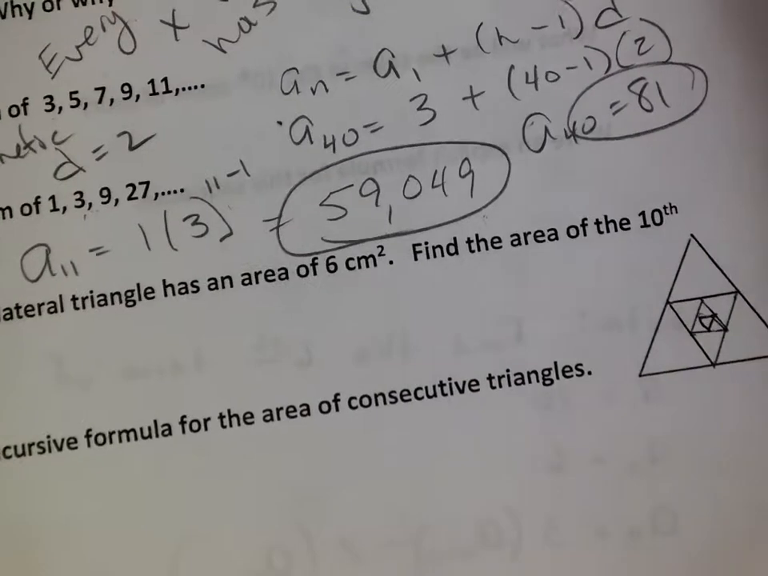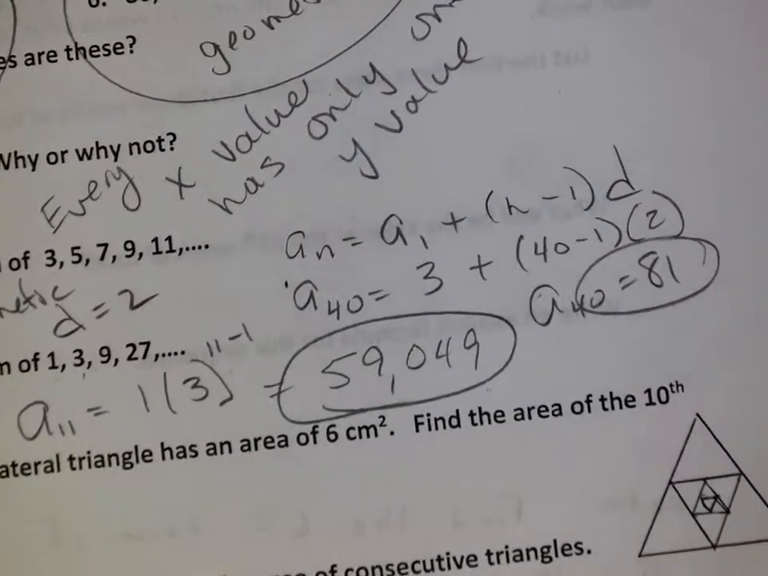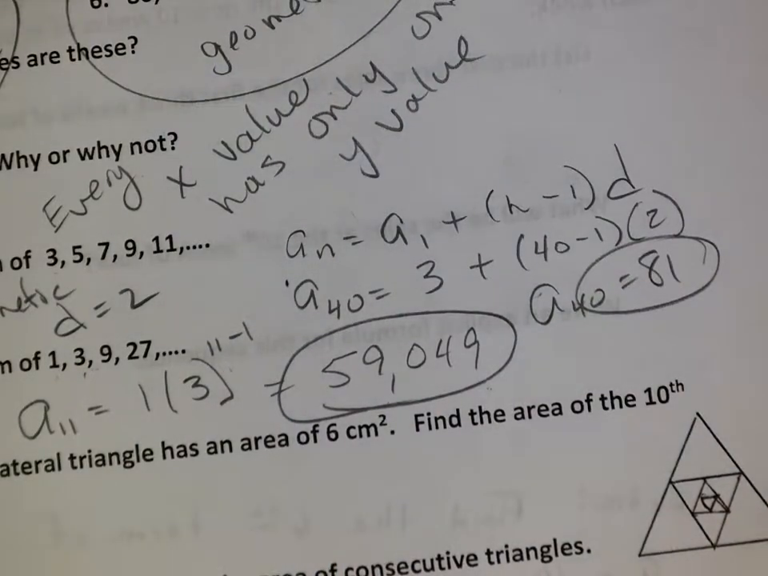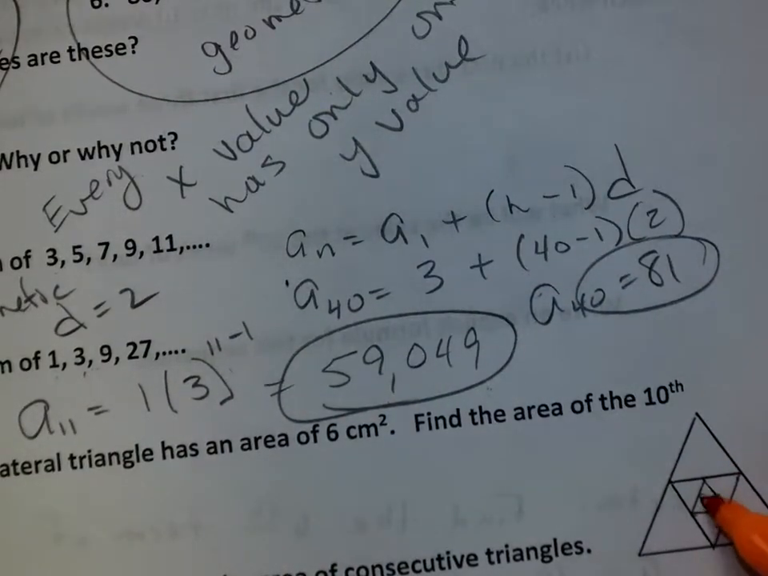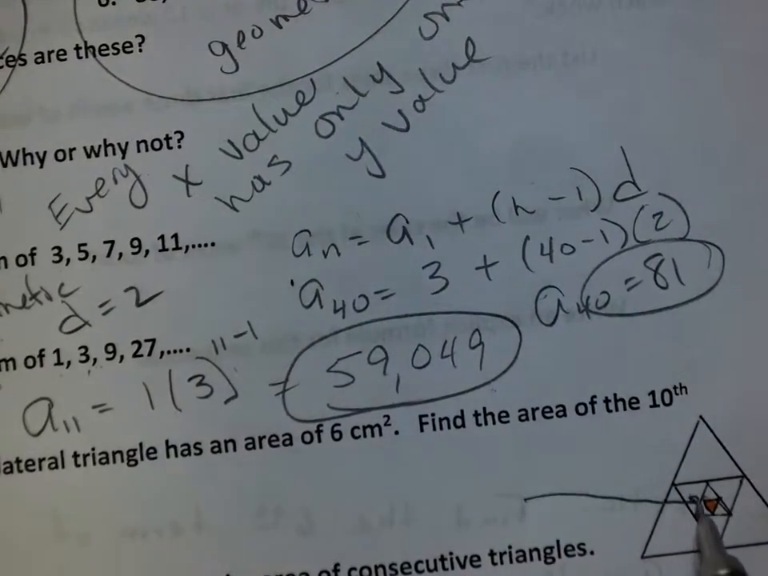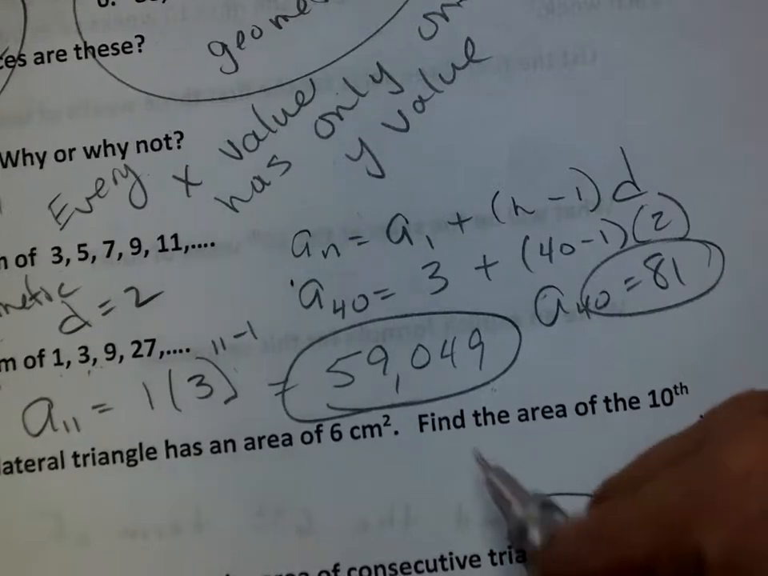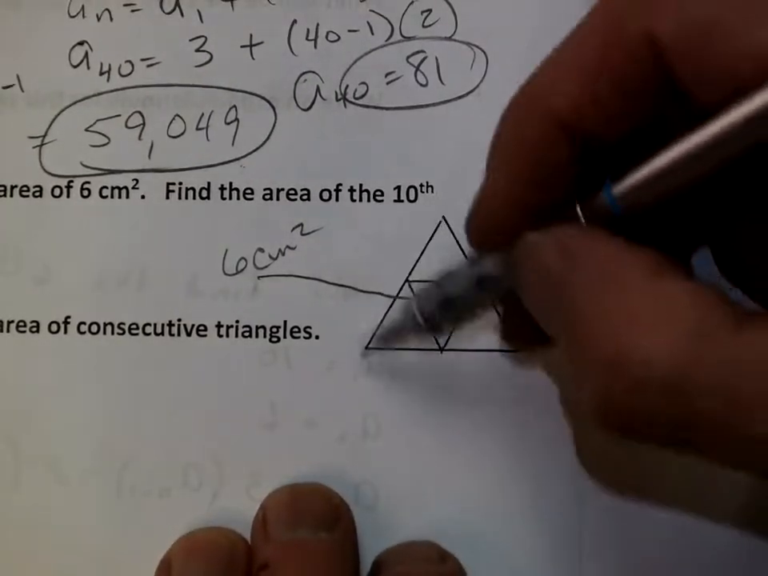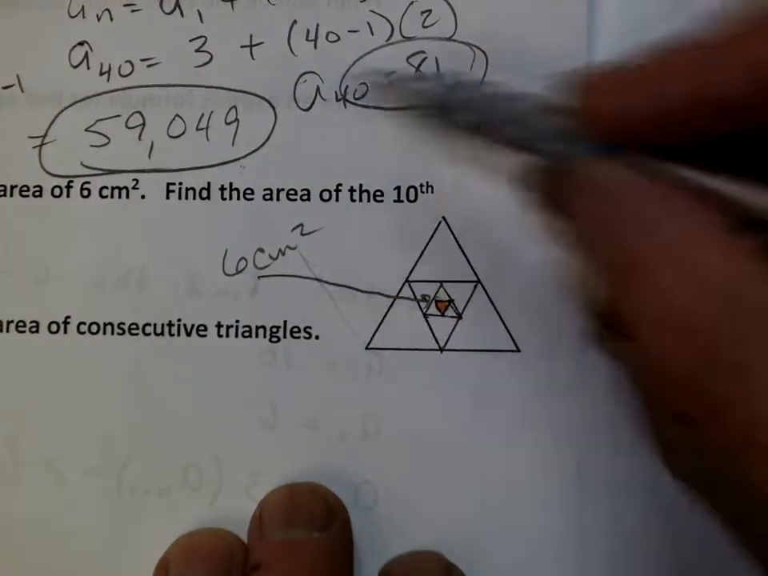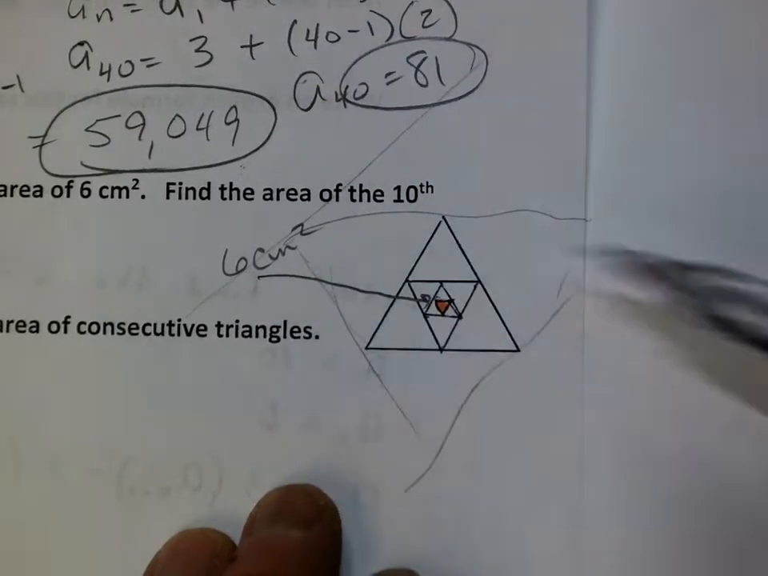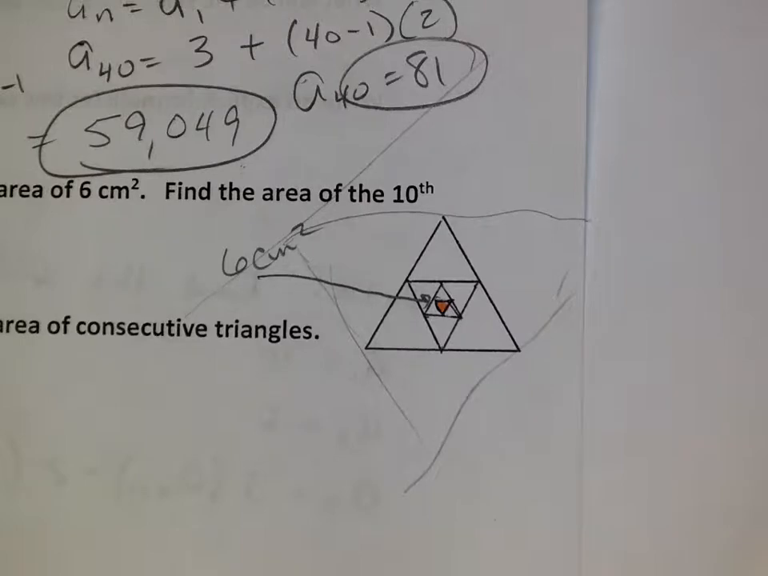Okay, number 9. The inside equilateral triangle has an area of 6. This tiny little one here has an area of 6, okay? So then if I keep making this triangle, the next one would be something like this, right? It's going to be a bigger one there, and then you get another one that gets bigger and bigger and bigger, and we can't draw them because it's just too huge, right?